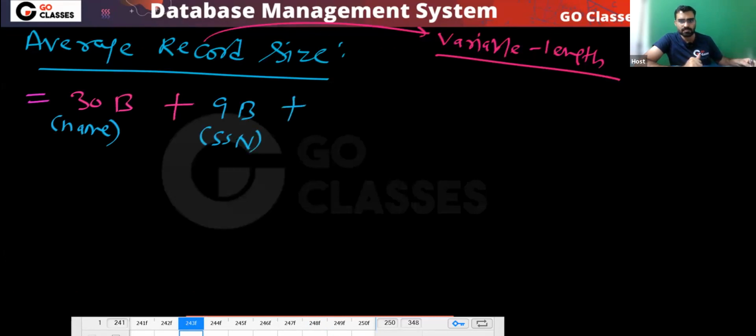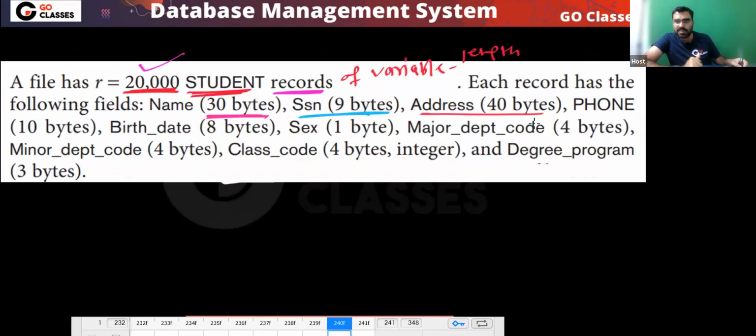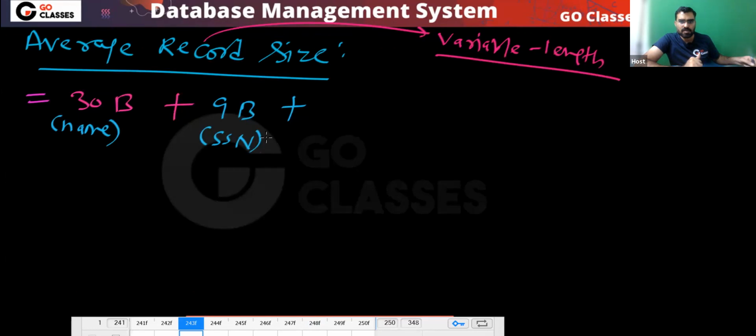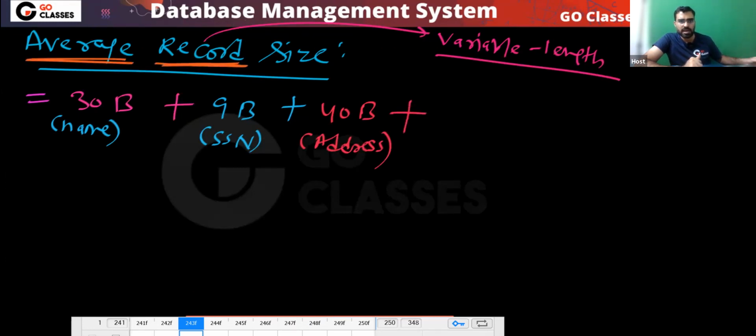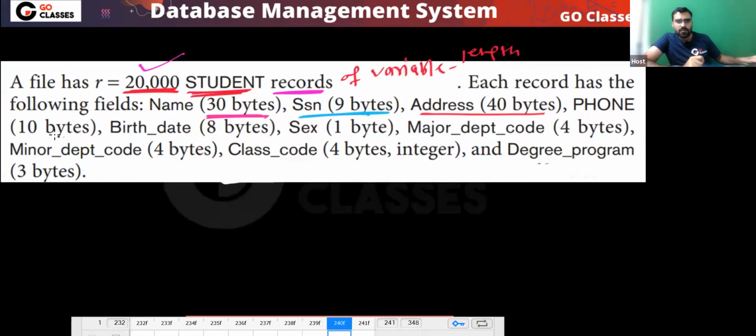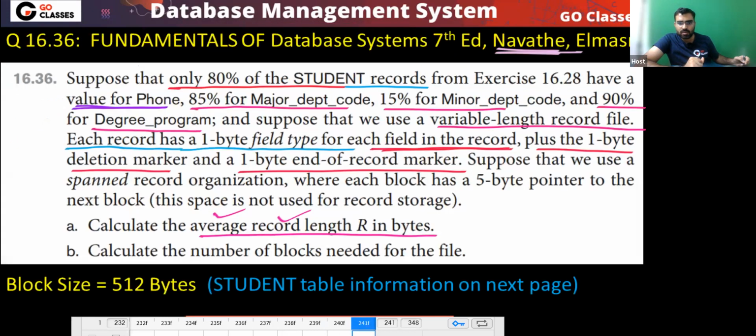What else will everyone have? This address, everyone has 40 bytes. Every record has this. I'm asking the average record size. Every record has this. What else? Phone number, 10 bytes. But something interesting.